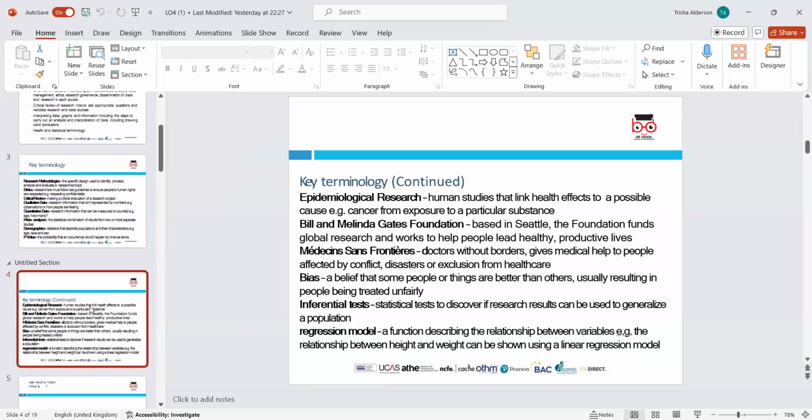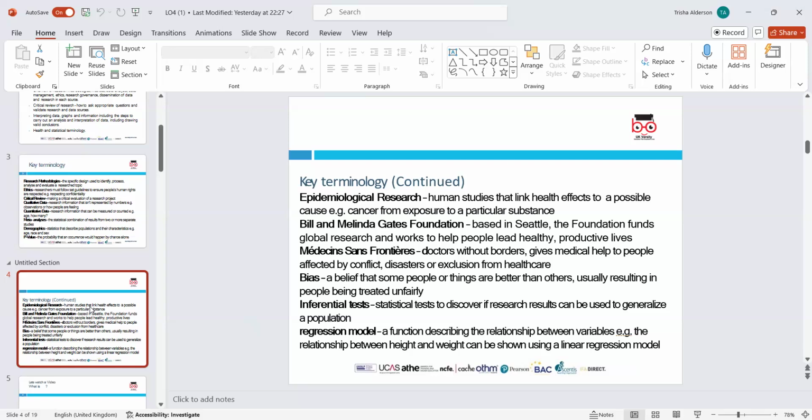The Bill and Melinda Gates Foundation are put down there as well, because that's mentioned on the slides. Now, they're based in Seattle, in Washington. And Bill Gates is well known, as you know, for starting Microsoft. Now, this foundation funds global research and works to help people lead healthy, productive lives.